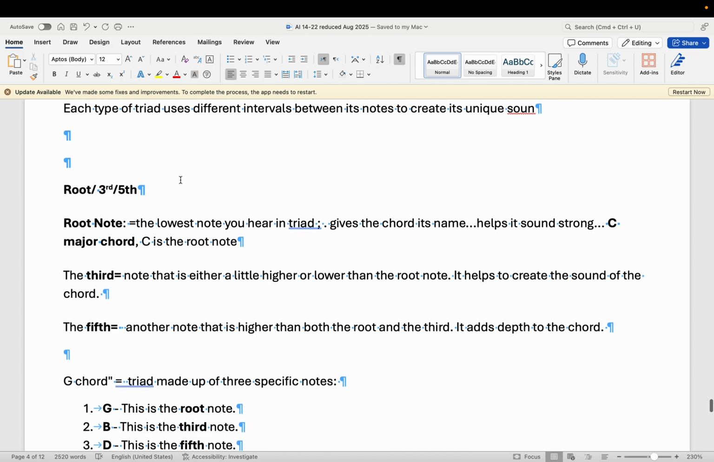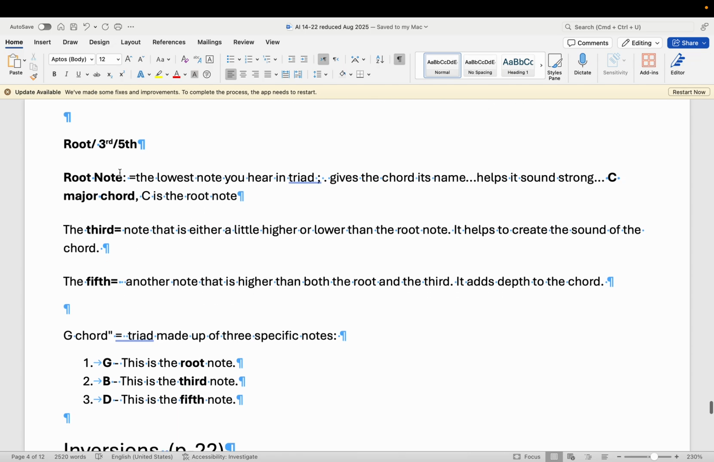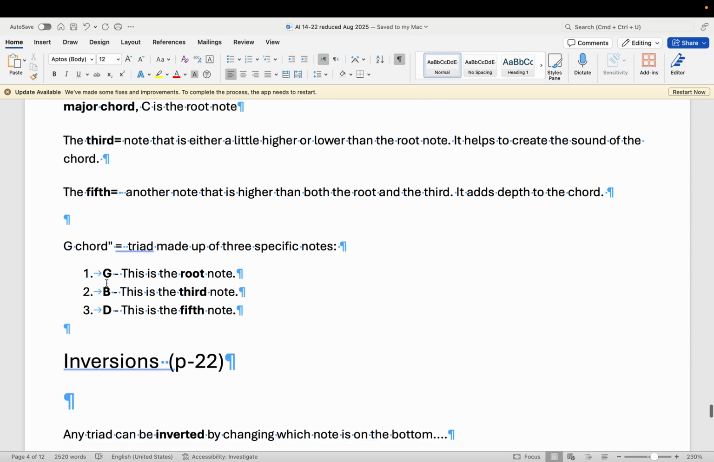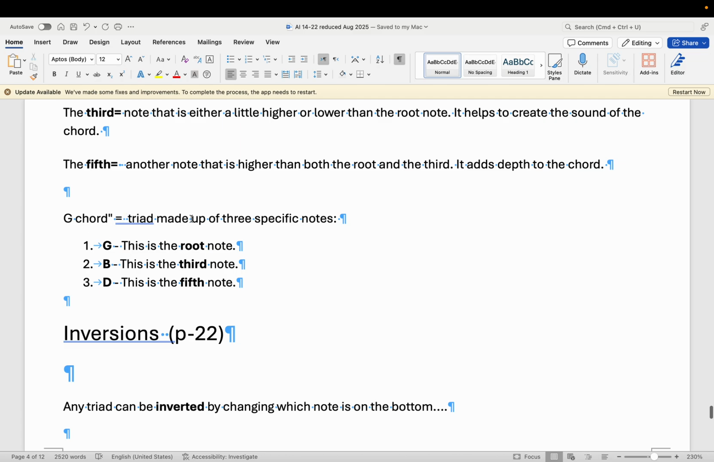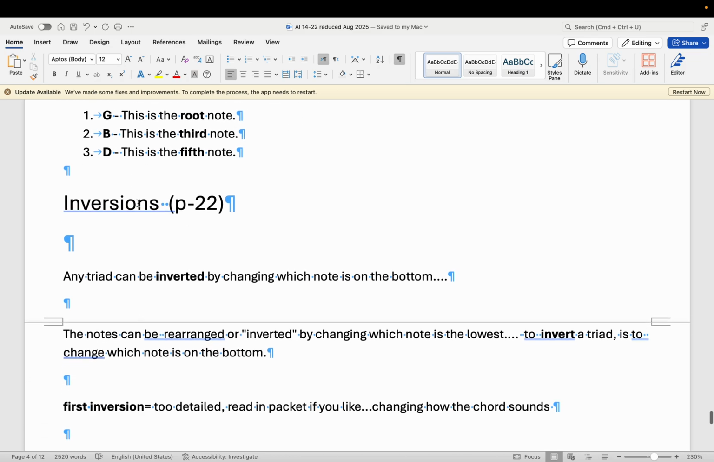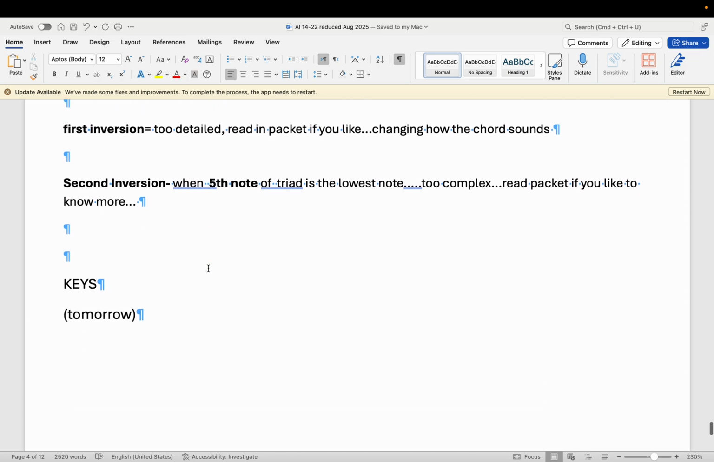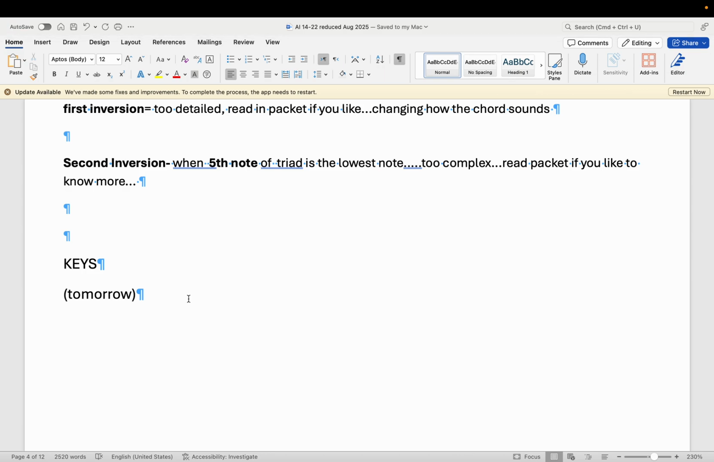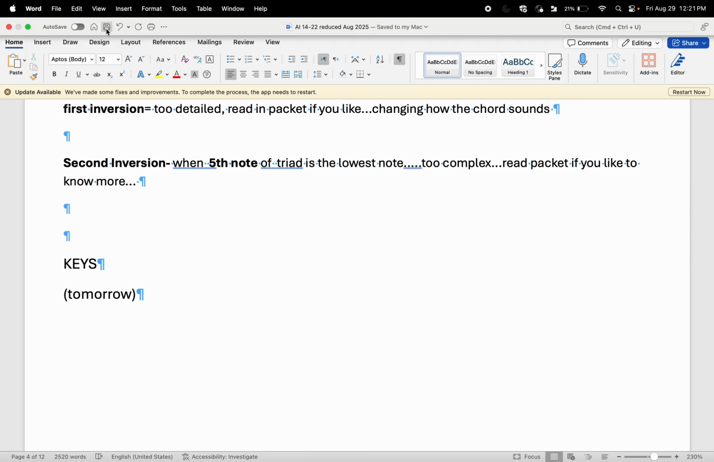Okay, there's 3 notes in a chord. The root is the lowest note. The 3rd and the 5th follow. And as an example, a G chord will have these 3. Inversions gets confusing. Don't stress about it too much. Keys we'll do tomorrow. Okay, big idea here. It's not too bad. Just follow the big idea, read this, and take the quiz. All right, next one coming later tomorrow.